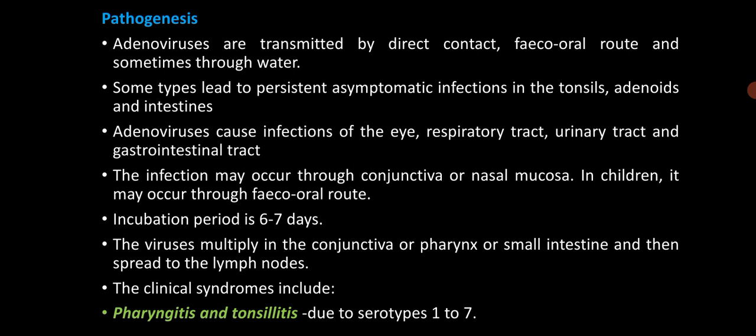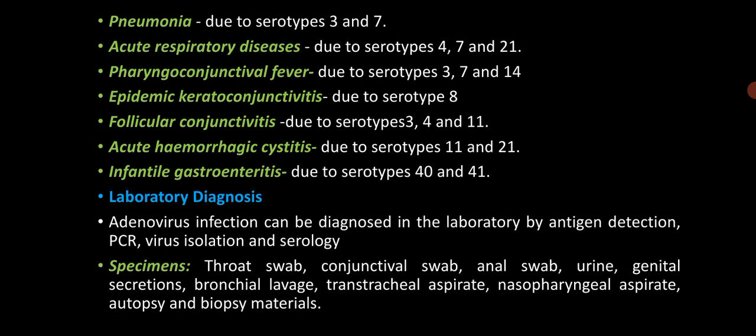Pharyngitis and tonsillitis are caused by serotypes 1 to 7. Pneumonia is caused by serotypes 3 and 7. Acute respiratory disease is caused by serotypes 4, 7, and 21. Pharyngoconjunctival fever is caused by serotypes 3, 7, and 14. Epidemic keratoconjunctivitis is caused by serotype 8, and follicular conjunctivitis by serotypes 3, 4, and 11. Acute hemorrhagic cystitis is caused by serotypes 11 and 21.